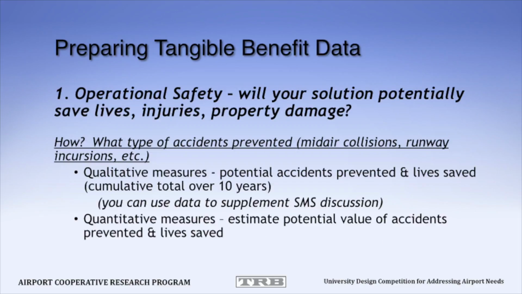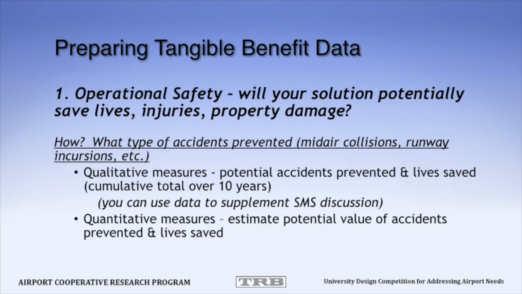So, some guidelines on estimating tangible benefits. Operational safety: will your solution potentially save lives or injuries or property damage? How is it going to do that? What kind of accidents are you going to prevent, or what are you going to do to make it more efficient? If there's mid-air collisions or runway incursions, those are some things that we'd like for you to think through.